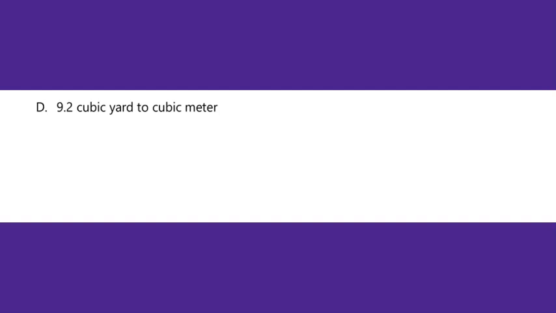This question asks you to convert cubic yard to cubic meter. Notice that cubic yard symbol is yard to the power 3. Cubic meter symbol is m to the power 3. These are volume units, but you should know how many meters equal how many yards. This is going to be provided for you, but I'm going to write it down here.